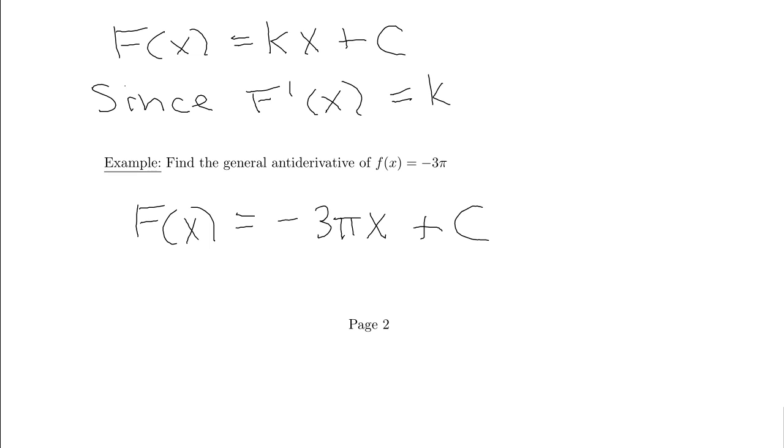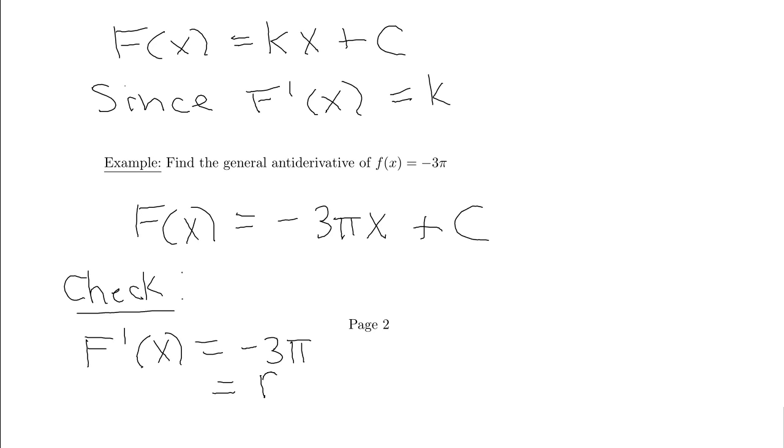And so what I like to do, especially at the beginning when you're new to antiderivatives, is you should check your answers. It's really easy to check if you're right if you're comfortable with taking derivatives. The way that you check is you take the derivative, F prime of x, of your antiderivative. So if we take the derivative of negative 3 pi x plus a constant, we get just negative 3 pi, which is exactly equal to our original function little f of x, which is what we want. So that tells us that we found the correct antiderivative.